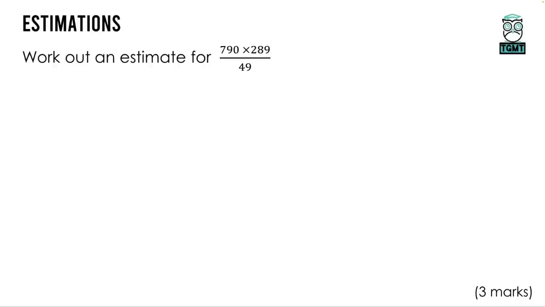Okay, so looking at our first question. So this one says to work out an estimate, and when we are estimating, we have to round our numbers to one significant figure. So for 790, the first significant figure is in the hundreds position, so that will round to the nearest hundred to 800. 289 is closest to 300, with that first significant figure also being in the hundreds position. And then for 49, our first significant figure is the 4, and that is in the tens position, so that will round to 50.